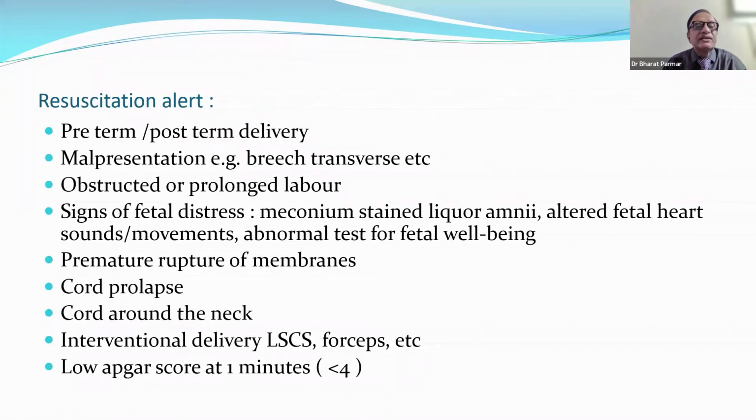Resuscitation alert. In case of preterm and post-term delivery, malpresentation such as breech or transverse lie, obstructed and prolonged labor, signs of fetal distress, meconium-stained liquor amnii, altered fetal heart sound, movement, and abnormal tests of fetal well-being, premature rupture of membrane, cord prolapse, cord around the neck, interventional delivery such as LSCS, forceps delivery, and low Apgar score less than 4. This is the resuscitation alert for resuscitation.